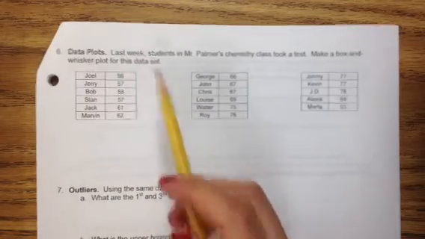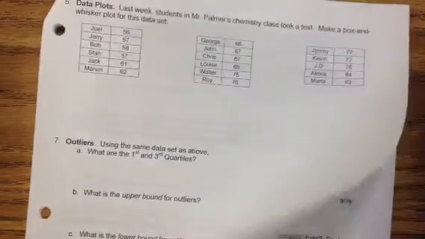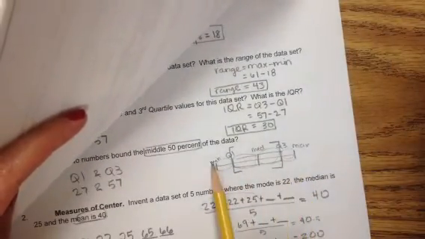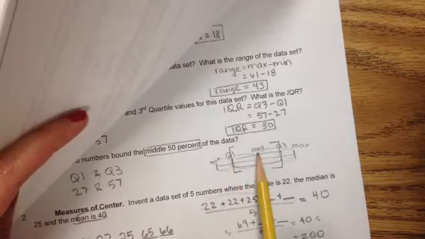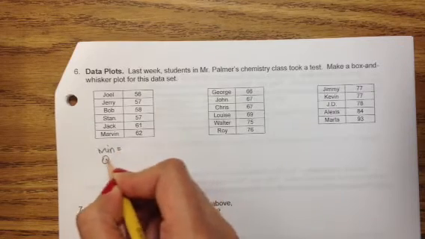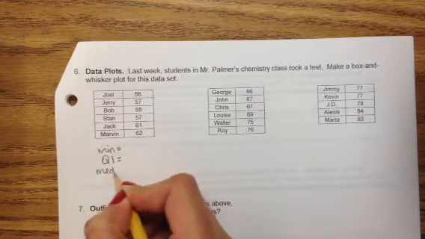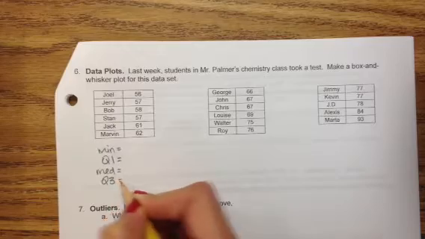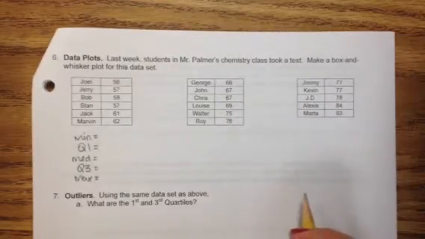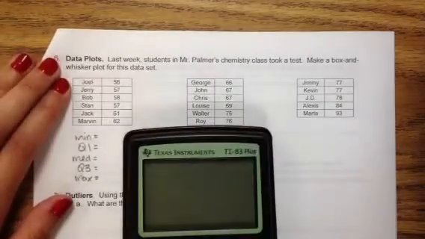So a box and whisker plot is what I showed you earlier. So it's something like that. So we know that we're going to need the min, Q1, the median, Q3, and our maximum values. Okay, so instead of trying to arrange these, I'm just going to put all these numbers into the calculator.